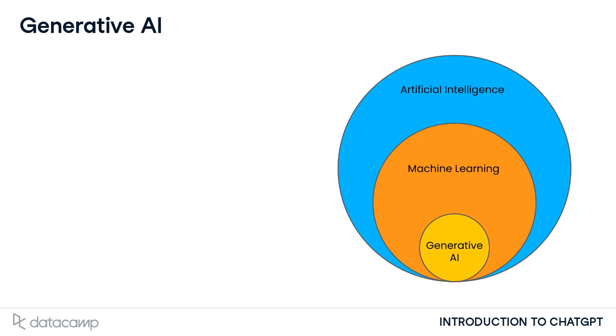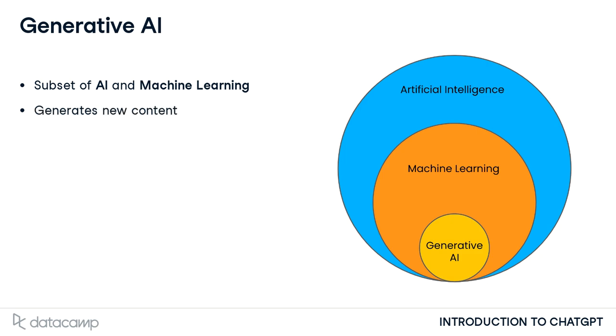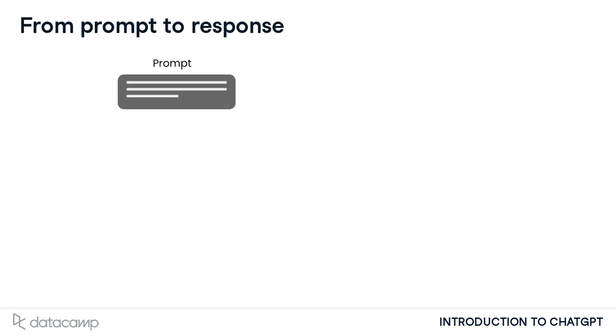ChatGPT uses generative AI to respond to users. Generative AI is a subset of artificial intelligence, or AI, and machine learning, where a model creates new content based on patterns in information it has already seen. This is how ChatGPT works.